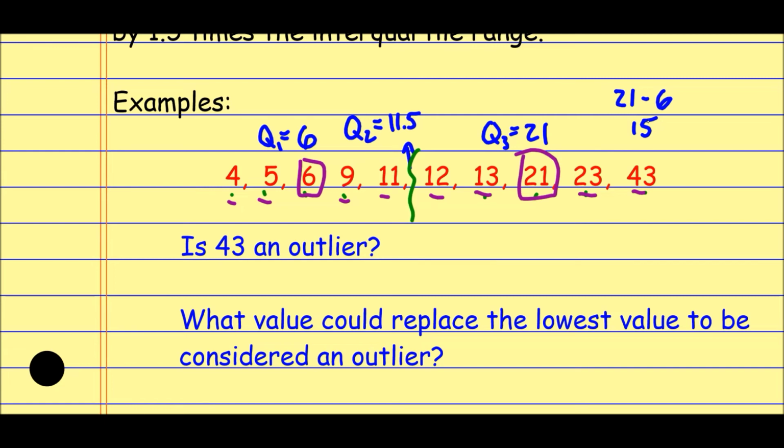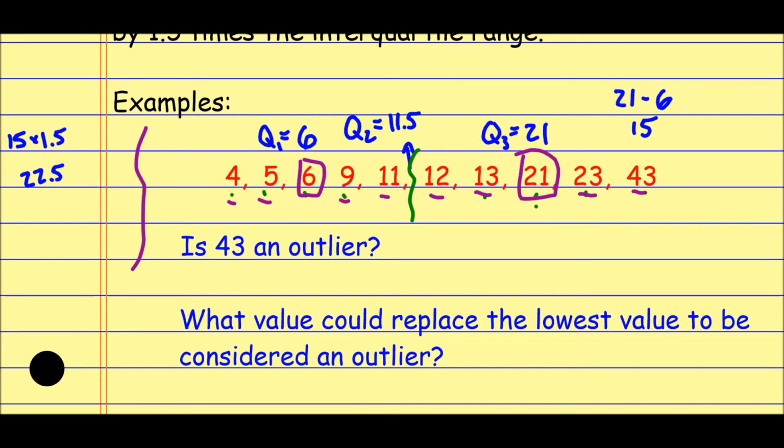To determine an outlier, I'm going to take the interquartile range times 1.5. So let me take that off to the side over here. The interquartile range, which is 15, times 1.5, gives me 22.5. Essentially what that's saying is how far I'm allowed to travel from each quartile before I'm outside the acceptable range.